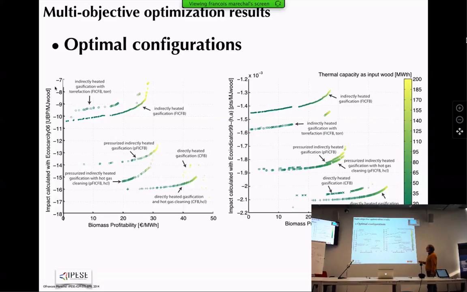We have also done this analysis with a three-objective optimization: on one hand, the environmental impact, the profitability of the biomass, and the capacity of the plant.